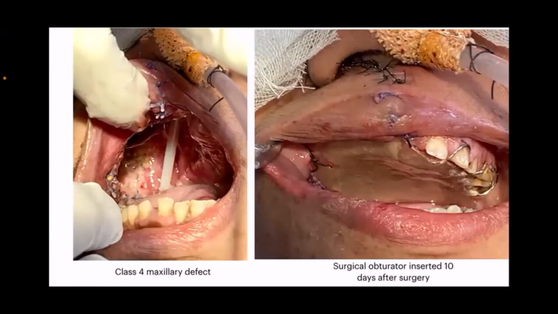In this picture, you can see there's a large maxillary class 4 defect present, and the surgical obturator was inserted about 10 days after the surgery. On one side, the retention is taken from the teeth, and on the other side, the obturator is sutured with the soft tissue for better retention.